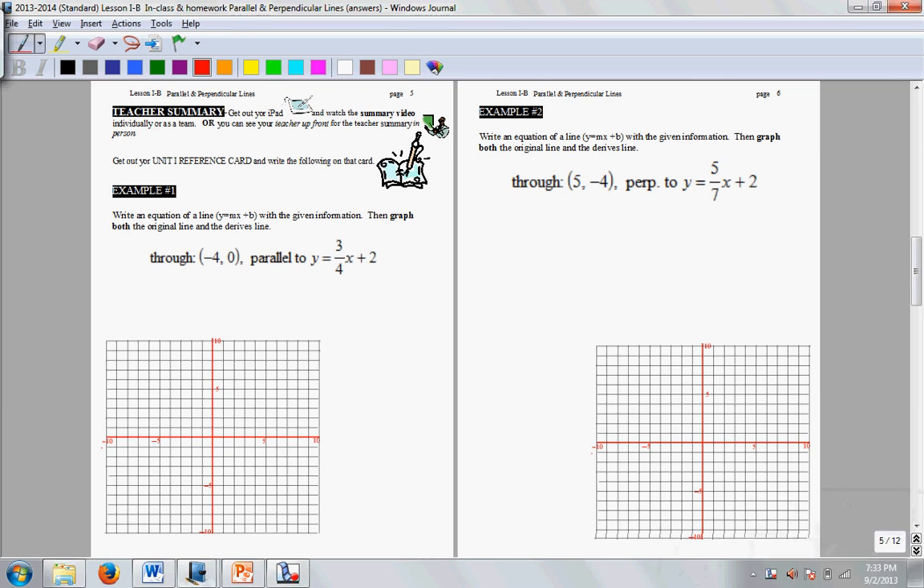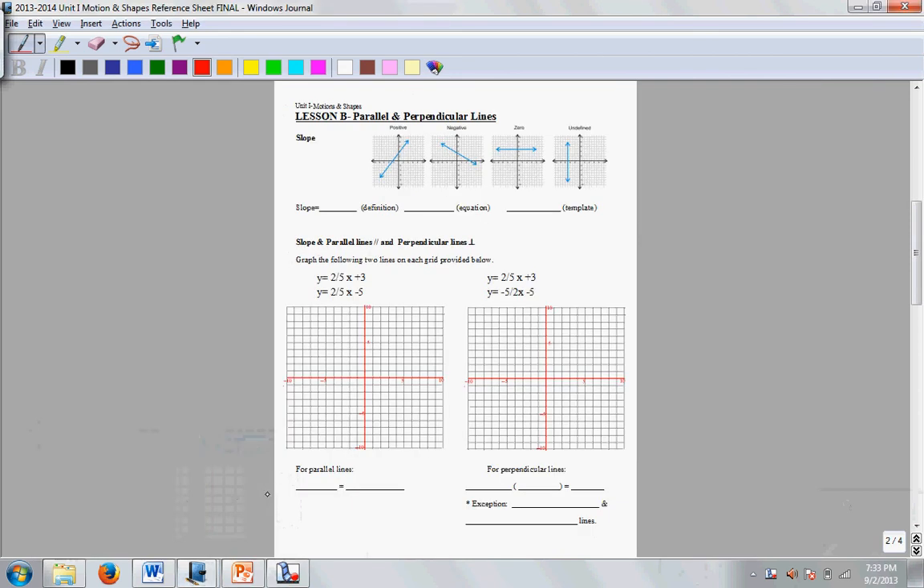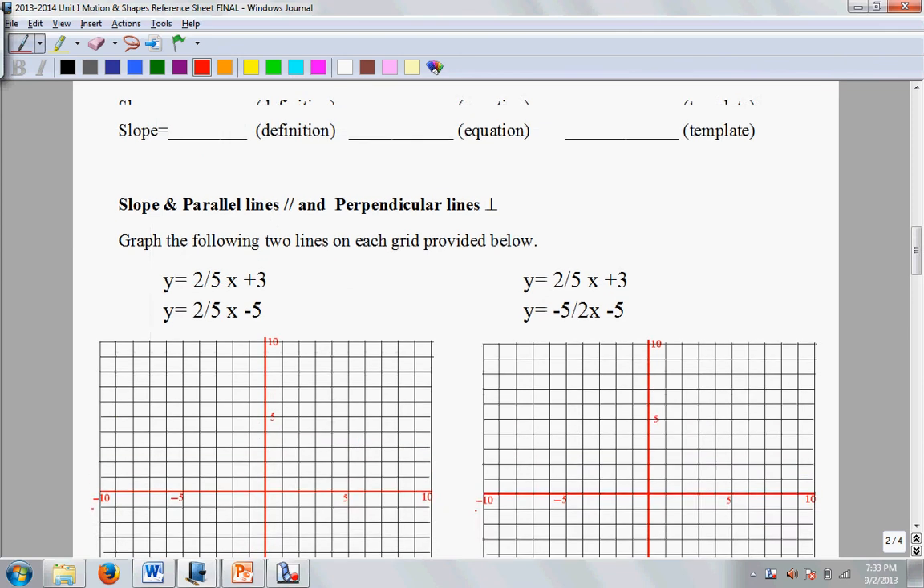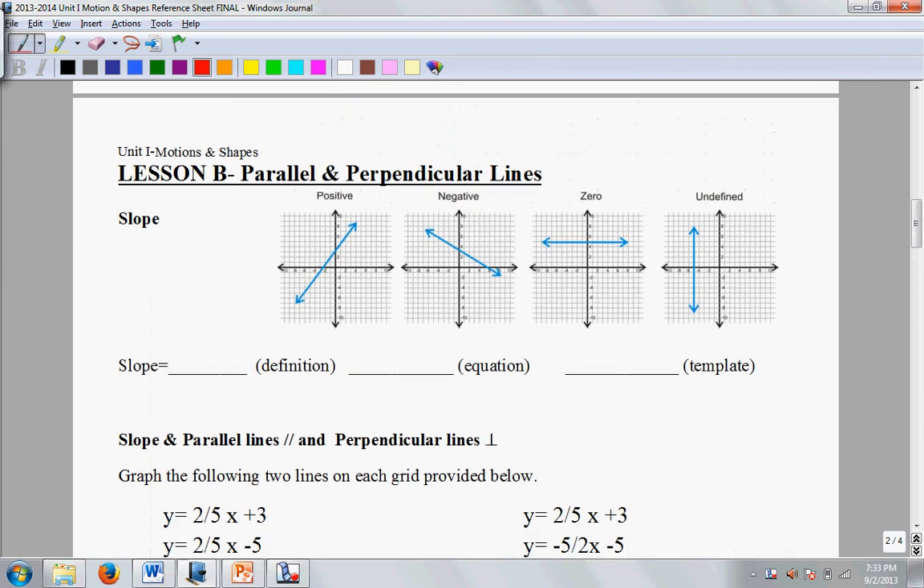This is the teacher summary for Unit 1, Lesson B. You want to go straight to your reference card, second page. Taking a look here. Let's recap the 4 different kinds of slope.